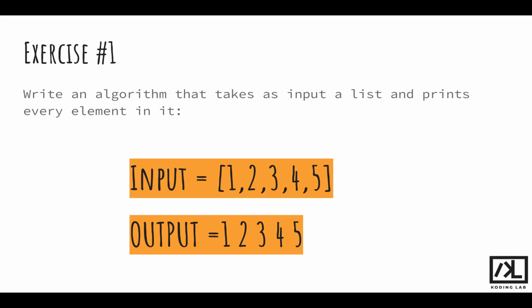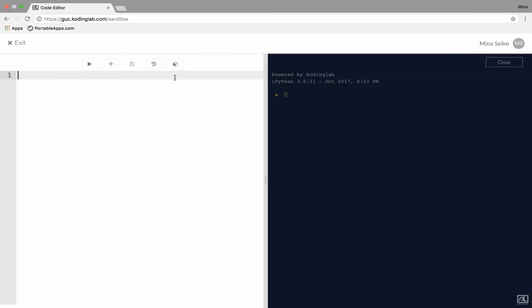First exercise says, write an algorithm that takes as input a list and prints every element in it. So for example, I have an input list 1, 2, 3, 4, 5. I want to output 1, 2, 3, 4, and 5. So let's see how this is done. I will go to my code editor. I will take an input of a list. So enter your list.